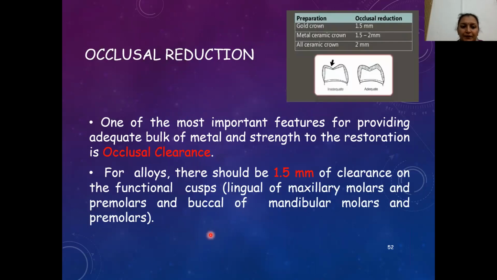Now, occlusal reduction. One of the most important features for providing adequate bulk of metal and strength to the restoration is occlusal clearance. For alloys, there should be 1.5 mm of clearance on the functional cusp, that is, the lingual cusps of maxillary molars and premolars and the buccal cusps of mandibular molars and premolars. For a gold crown, the occlusal reduction is 1.5 mm. For metal ceramic, it requires 1.5 to 2 mm of clearance. And for all ceramic crowns, 2 mm of occlusal clearance is required.